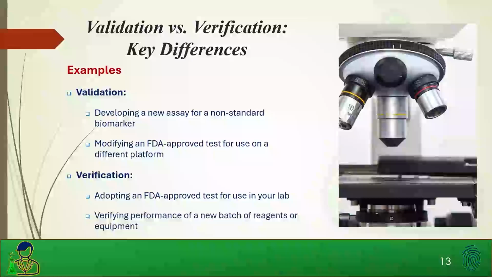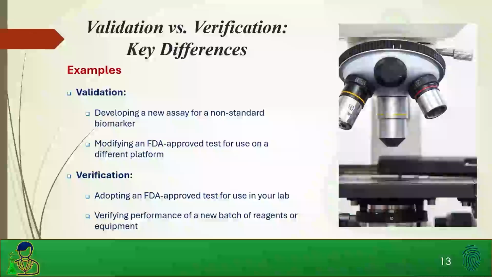Whereas verification is when you choose an FDA approved test in your laboratory, and then you're just verifying the performance of a new batch of reagents or equipment. So if it's the same, we do lot to lot verification. If you get a new lot of reagent, oftentimes you'll do a quick verification where you do like 10 injections to evaluate the new lot. Compare that to the old lot, and you're just comparing accuracy and precision. Oftentimes verification is just accuracy and precision. Typically, that's what you're evaluating.